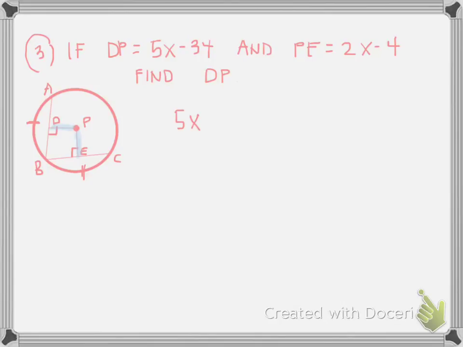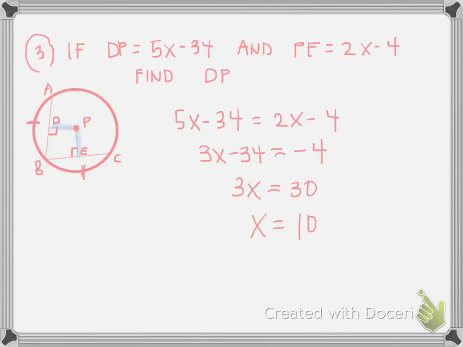So 5x minus 34 would be equal to 2x minus 4. So subtract, so 3x minus 34 is equal to negative 4. Add your 34, so you'll get 3x is equal to 30. So x is going to be equal to 10. Okay, but I want to find the measure of DP. And DP is 5x minus 34, so plug that in. So 5 times 10 minus 34. So that's 50 minus 34, which is what, 16?